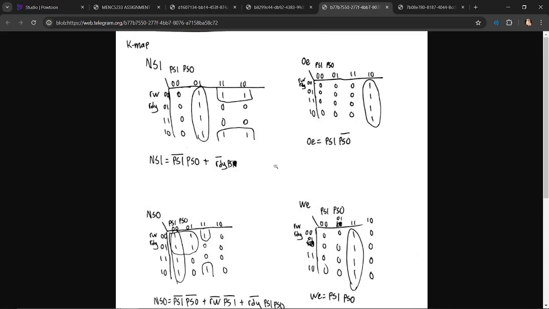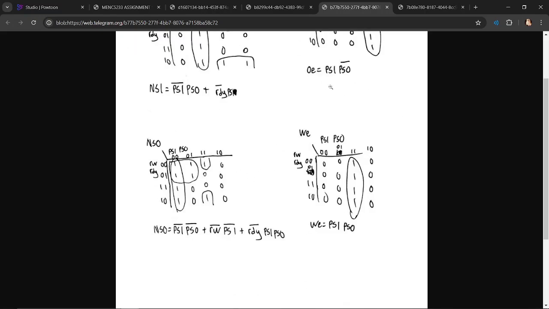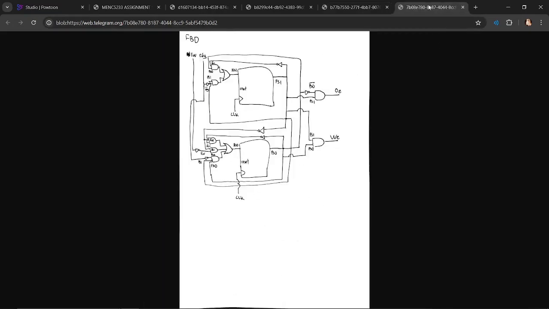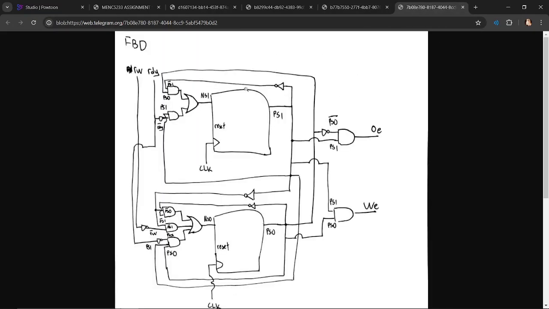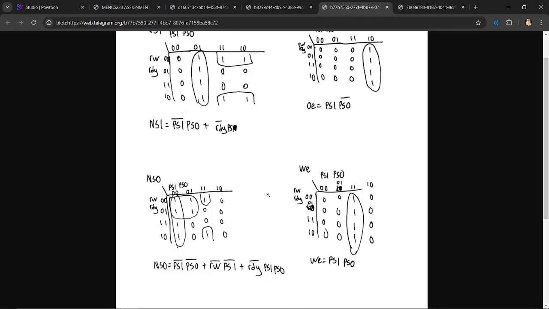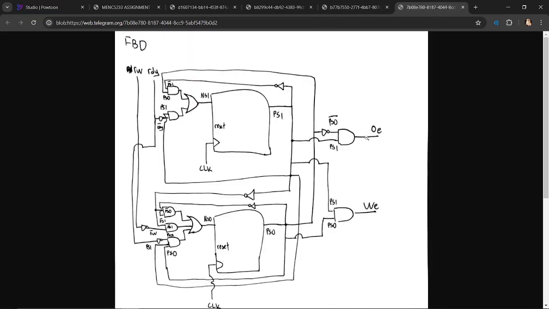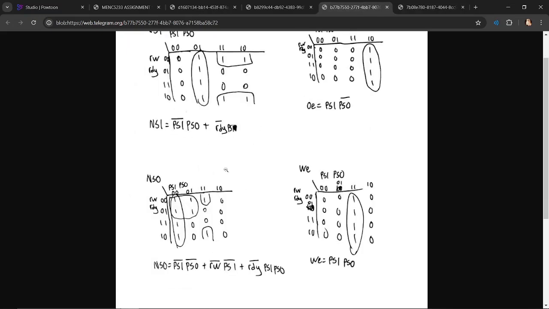When we obtain all these four Boolean equations, we can then construct the functional block diagram. This functional block diagram follows this K-map. For example, OE is PS1 and PS0 not, and WE is PS1 and PS0. The inputs NS1 and NS0 are a little bit more complicated, but they all just follow this K-map.